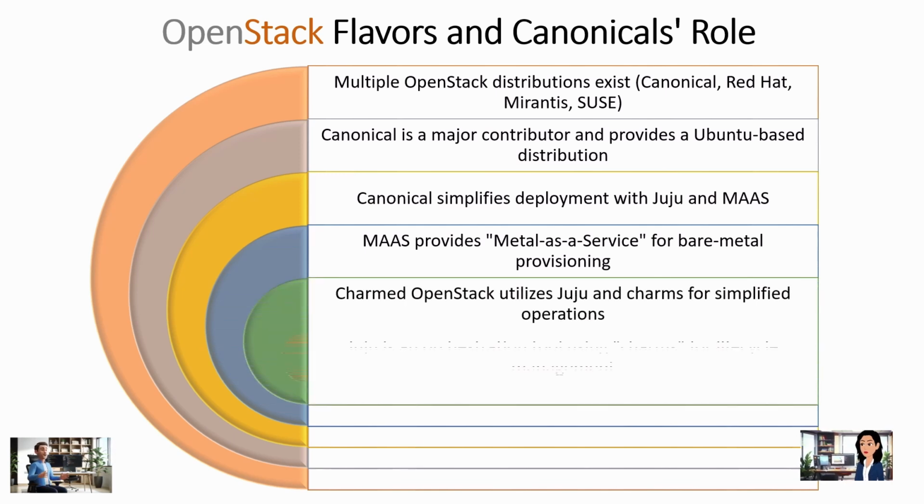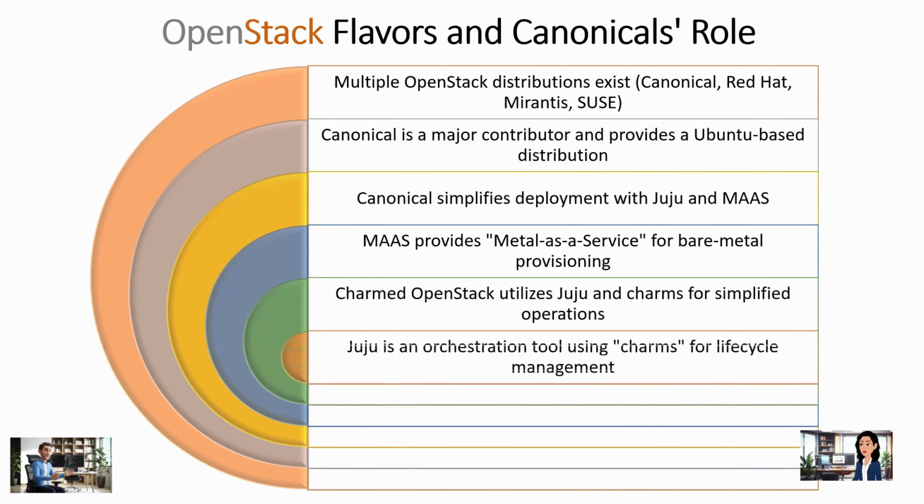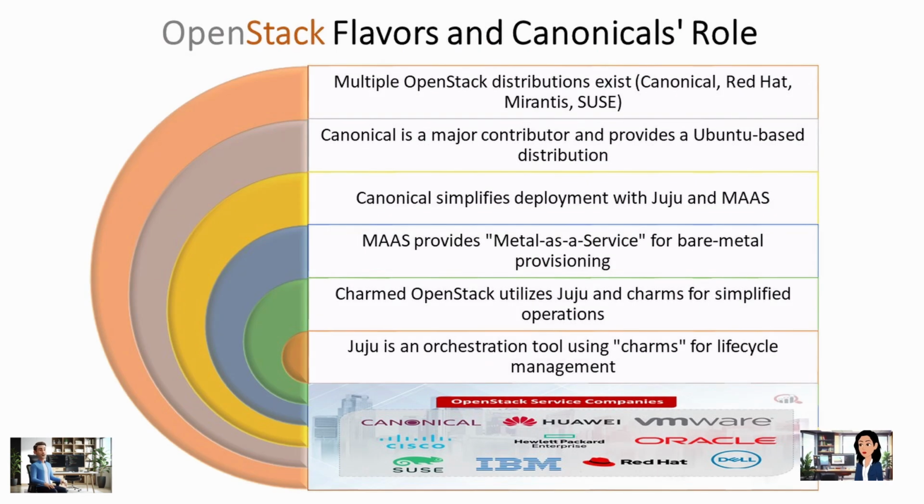That's where distributions come in. Think of them as prepackaged, tested, and often commercially supported versions of OpenStack. Like Linux distributions. Exactly like Linux distributions. Good analogy. Some of the major ones are Canonical's Ubuntu OpenStack, Red Hat OpenStack Platform, Mirantis has one, SUSE has one. And what makes them different? Why choose one over another?